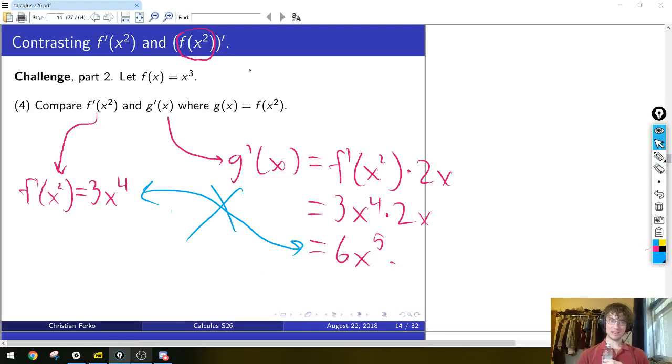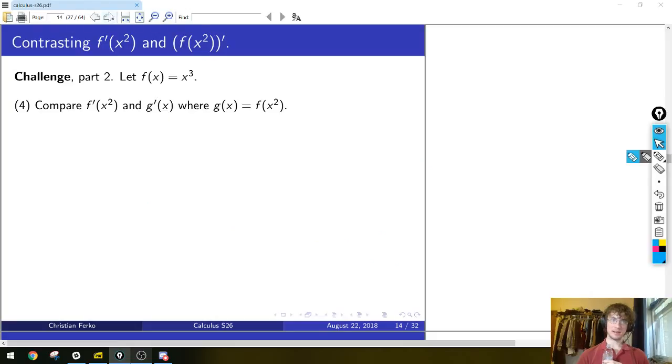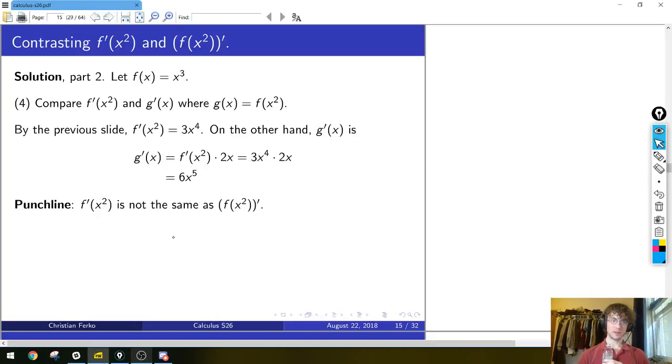Priming just f is not the same as priming the outside if x appears inside the argument, right? So here's that again. Again, f prime of x squared, as you told me, is 3x to the 4th. g prime, by the chain rule, you also said f prime of x squared times 2x, which is 6x to the 5th. So f prime of x squared is not the same as f of x squared quantity prime, is the takeaway. Okay, thoughts on this? I have no thoughts.